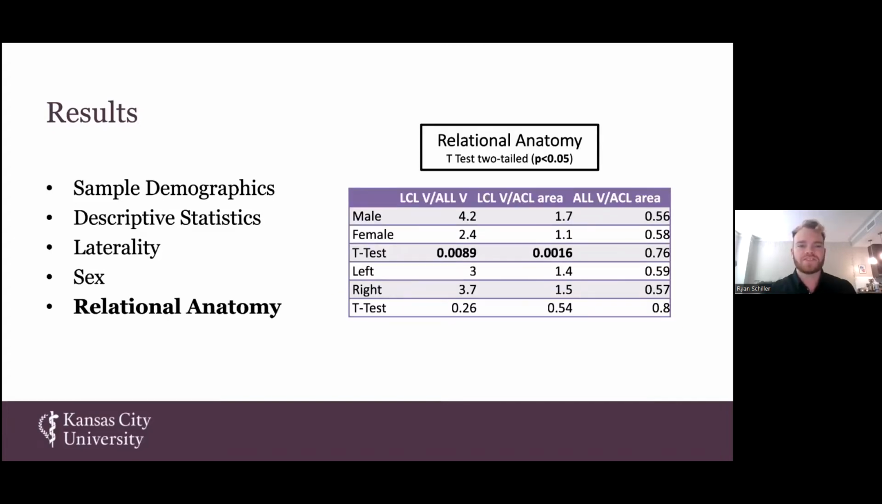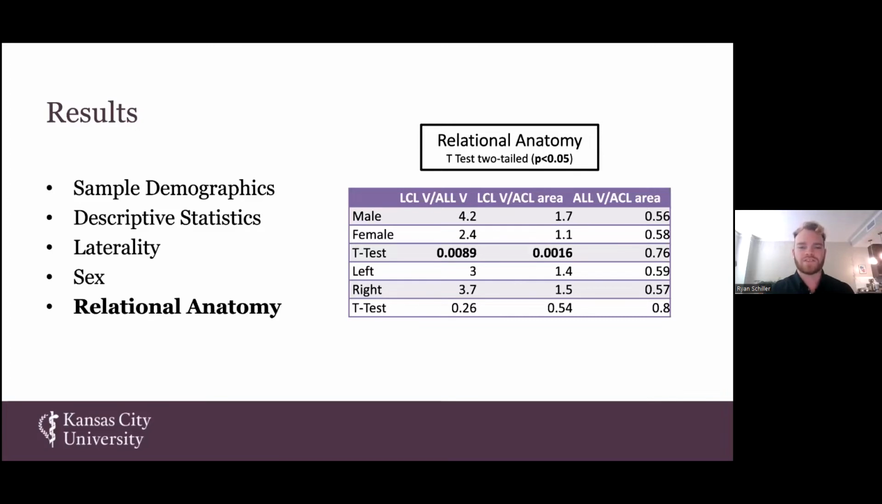And then for the relational anatomy, what we did first was we made sure that all of the measurements were from the same donor cadaver. And then we calculated either a volume for the LCL and ALL or an area for the ACL since we didn't measure the thickness. And we established either the volume or area for all these ligaments from the same cadaver. And then we created a ratio that showed the comparison and relationship of these ligaments to each other. And every ratio was for a single donor cadaver.